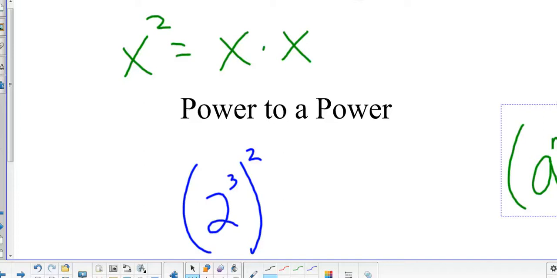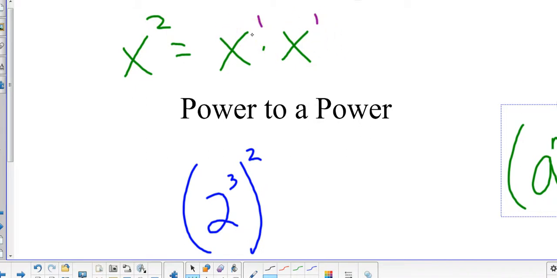Continuing on with our rules of exponents, with a situation where we have a power to a power. We know that exponent means how many times you use the base as a factor. So here for x squared, it's x to the first times x to the first. And we reviewed that when we're multiplying like bases, we can add the exponents.